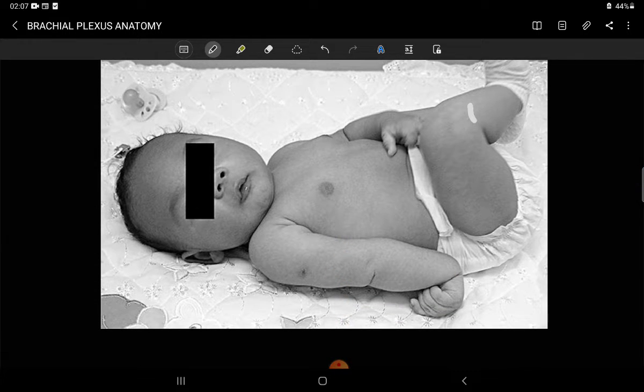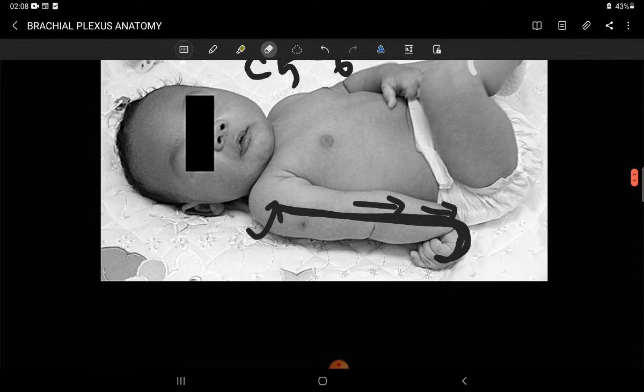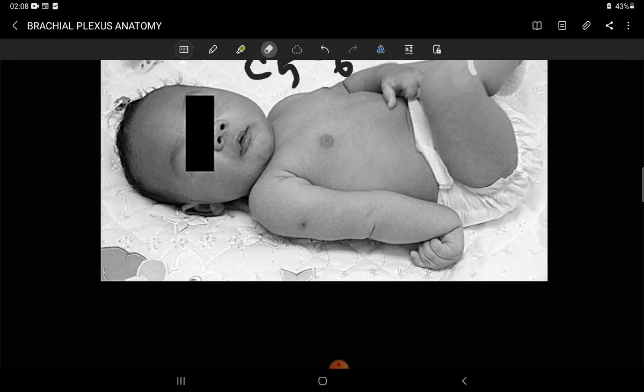So we have this child who had shoulder dystocia, and due to difficult labor he sustained injury to his brachial plexus C5 C6 and he got Erb's palsy. Now as you can see, what is the problem? His arm is adducted, his elbow is extended, and his forearm is pronated. So what are the actions which I have told you now? So you will have a doubt, why is this child having this arm in this position?